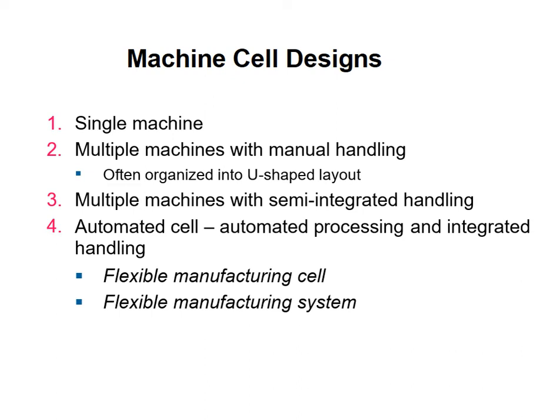So after semi-integrated, we have the automated cell, which is fully automated and integrated with the material handling systems, and in which there are two types. One is the flexible manufacturing cell and the other is the flexible manufacturing system. Depending on the size, it may vary. If you are calling it a cell, that implies a smaller space, whereas a manufacturing system consists of a number of material handling systems with multiple machines which can manufacture the part.